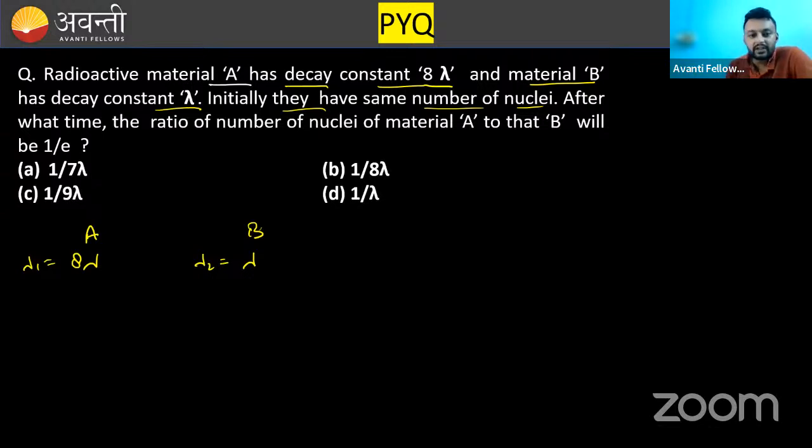Initially they have the same number of nuclei. Let's suppose this is N naught and N naught. After what time will the ratio of the number of nuclei of A to that of B be 1 by e? So let's suppose after time t, there are N1 nuclei and N2 nuclei, and the ratio of N1 and N2 is given as 1 by e.